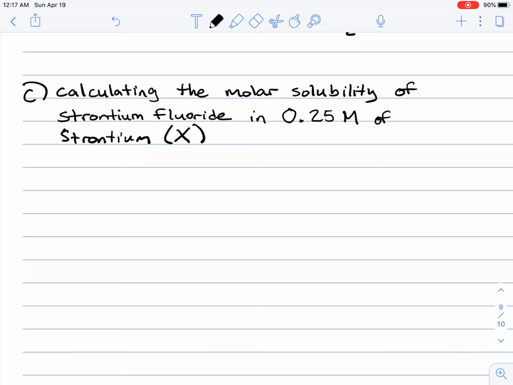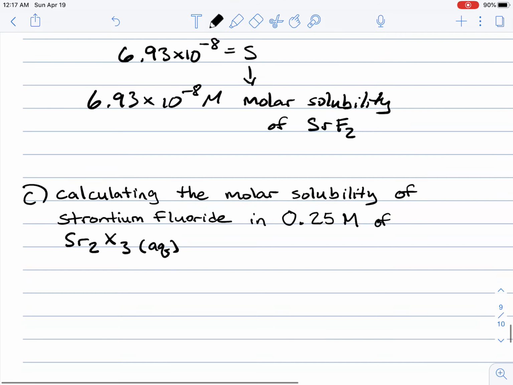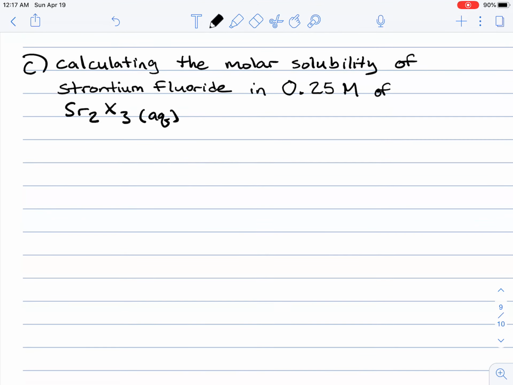X, whatever this unknown is. Let's just say Sr2X3. There. Problem solved. And let's just say that this is soluble. Okay. So we're going to calculate the molar solubility of strontium fluoride in 0.25 molar of strontium X, whatever that X is. Doesn't matter. The only thing that matters is that it's completely soluble.